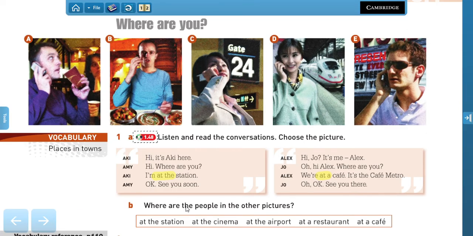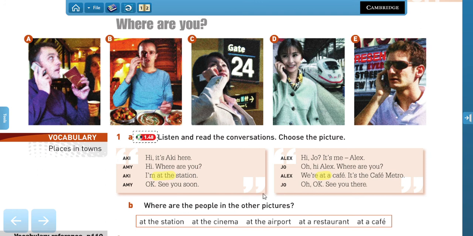Good. Now, where are the people in the other pictures? Try to look for the place in which each person in the images is. For example, picture A, we know that is at a cafe, right? At a cafe. In B, the man is in a restaurant. Yes, he is at a restaurant.